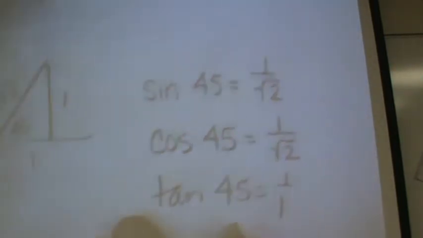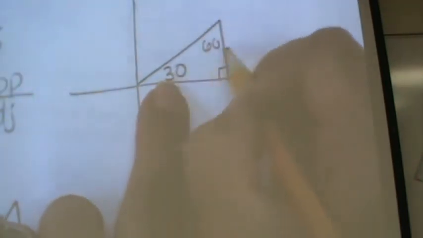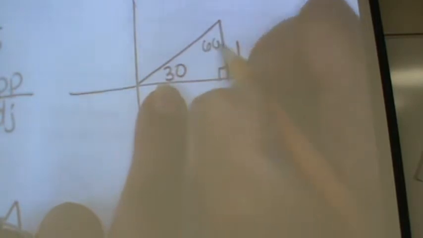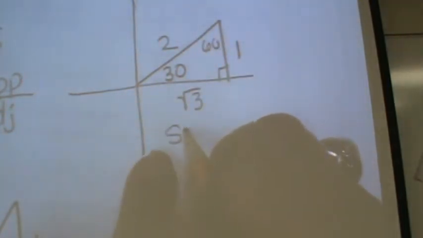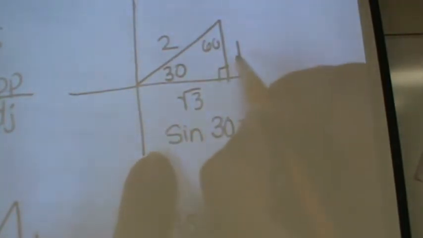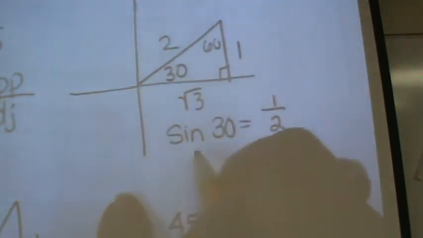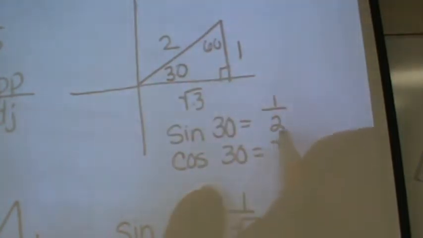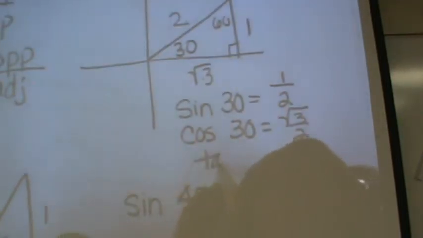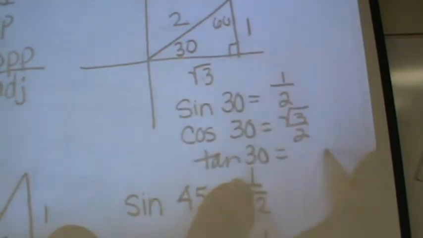Well, what if I took a 30-degree angle, which we just talked about a second ago? Here's your 30. Can you name the sides of 30, 60, 90? Opposite the 30 was the 1, this was 2, and this was root 3. So if I ask you, what is the sine of a 30-degree angle? It is 1/2. What's the cosine of 30? It'd be root 3 over 2. And what's the tangent of 30? It's 1 over root 3.